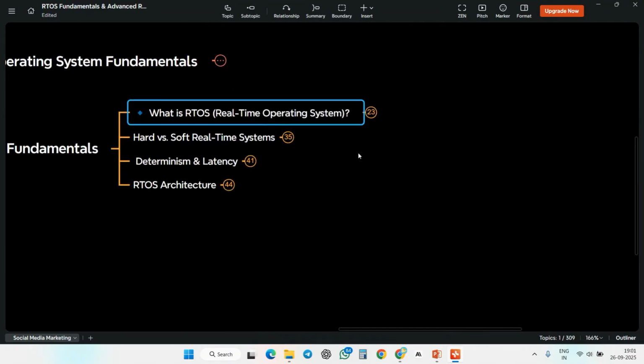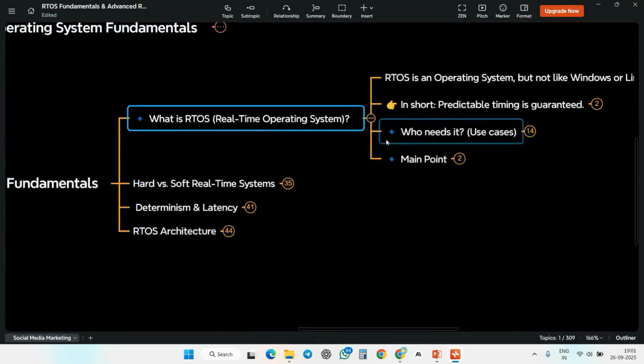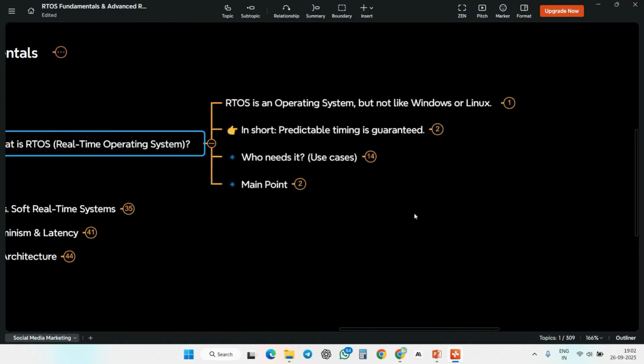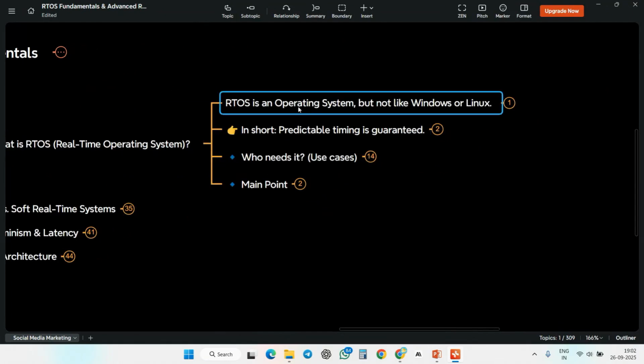First of all, we need to know what is RTOS. Its full form is real-time operating system. RTOS full form is real-time operating system. So that means RTOS is an operating system. Let's be clear on this point: RTOS is one of the operating systems. We already know what an operating system is.